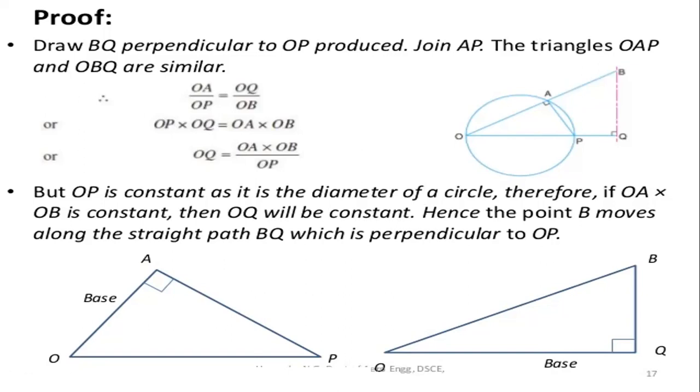Hence the point B moves along the straight line path. So B moves along the straight line path BQ, which is perpendicular to the OP. So these are the general similar proofs from a circle we are taking. Generally we are taking a chord and a diameter and extending the positions of the points, and by taking one line as constant, we get a straight line. So here you can see the base and two similar triangles OAP and OBQ.